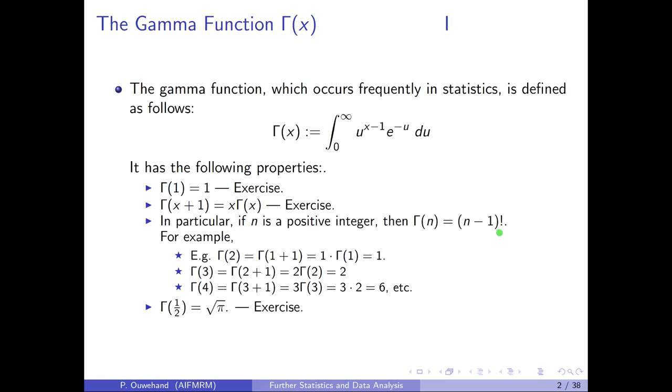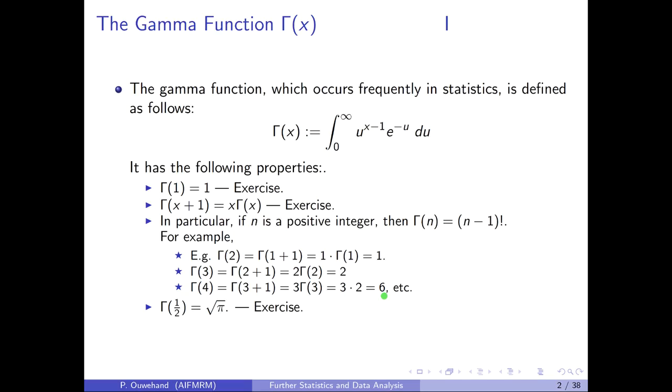To see this, for example, let's have a look at gamma 2, which is gamma of 1 plus 1. So here x is equal to 1. And if we then look at gamma 1 plus 1, we get 1 times gamma 1. So gamma of 2 is equal to 1 times gamma 1, that's 1 times 1, which is 1. Gamma 3 is gamma 2 plus 1, which is 2 times gamma 2, which will be 2 times 1, which will be 2. Gamma 4 will be gamma 3 plus 1, which is 3 times gamma 3, but gamma 3 was 2, so it's equal to 6, etc.